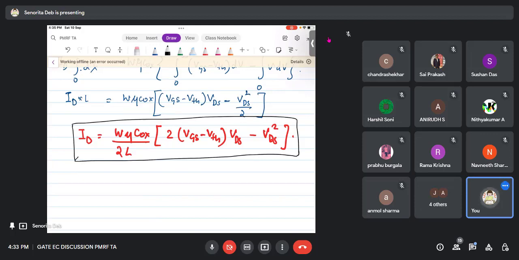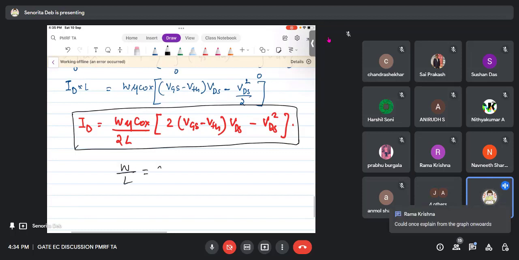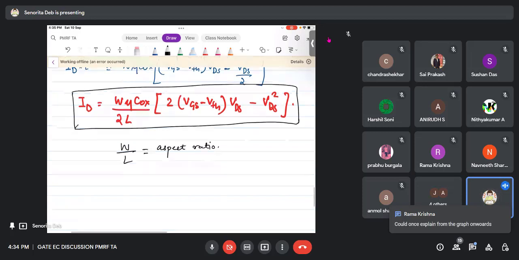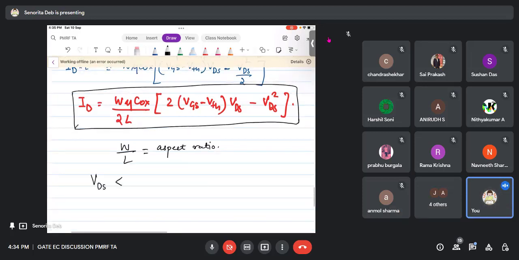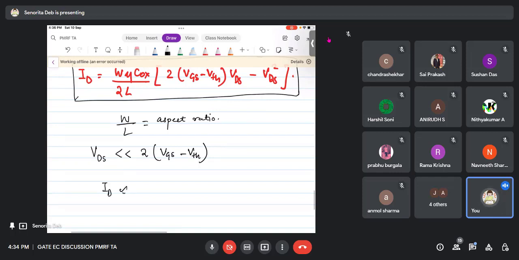I wanted you to see the derivation. Instead, we always keep writing this equation only. Now from here we have another thing: W by L is called the aspect ratio. And if VDS is much less than 2 times (VGS minus VTH), you can see I can neglect the second term, and therefore ID will be approximately equal to mu n COX W by L (VGS minus VTH) into VDS.